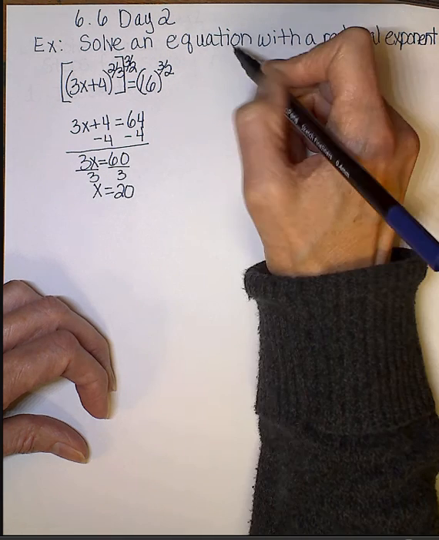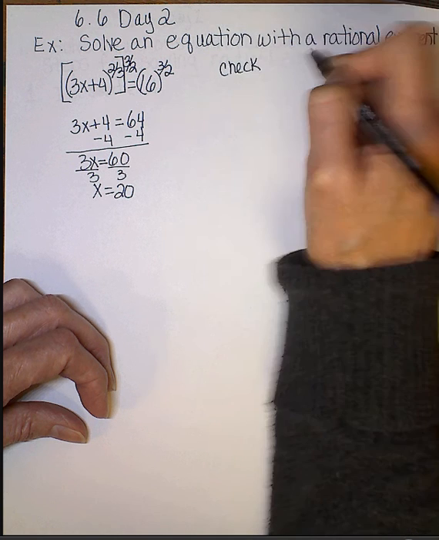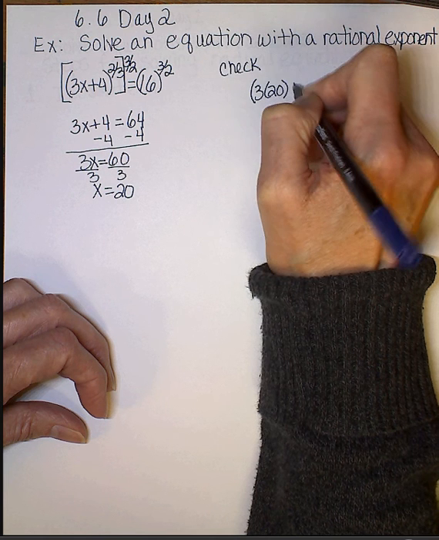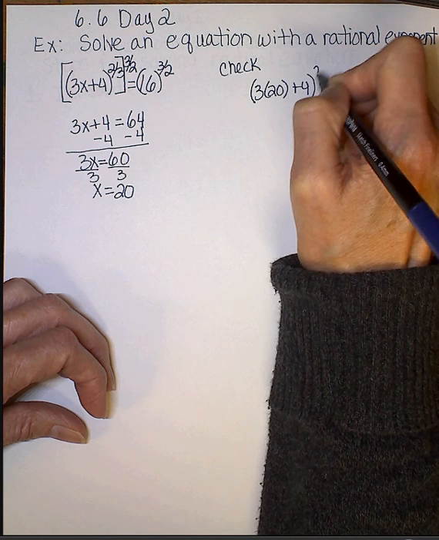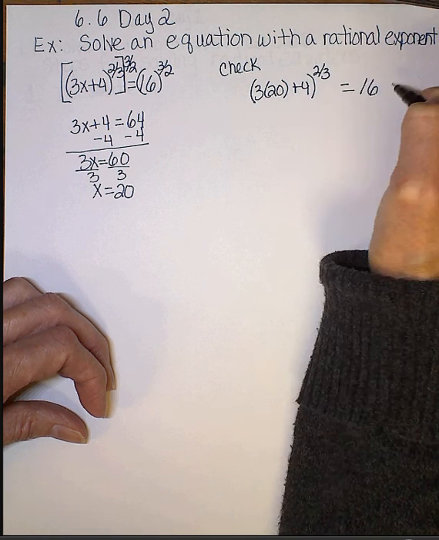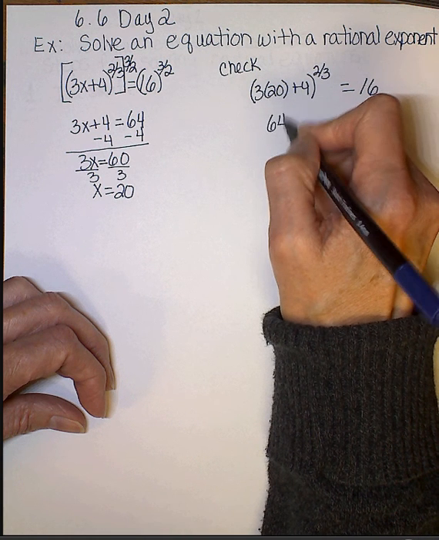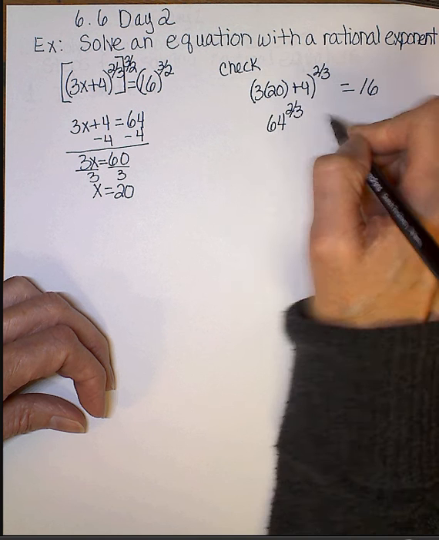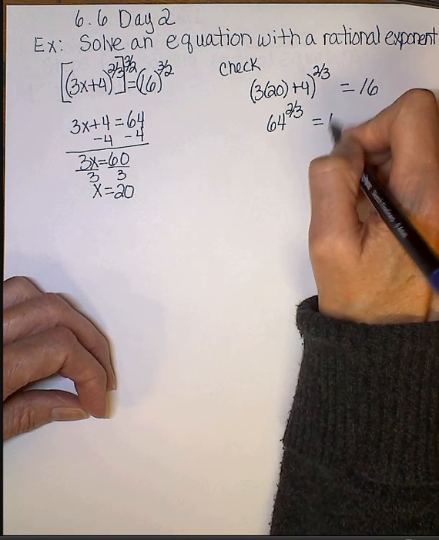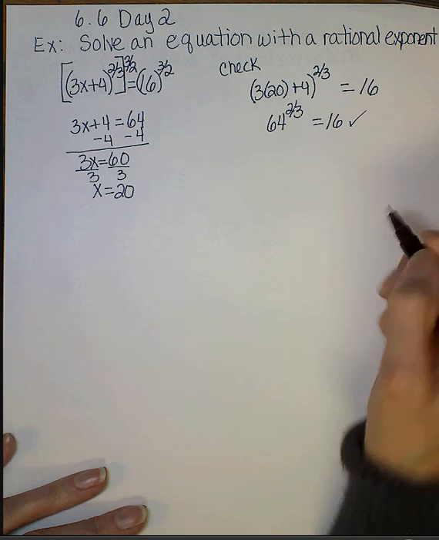We're going to check it again, and remember to check it in the original equation. So I would have 3 times 20 plus 4, and that was all raised to the 2/3 power. And we want to know, does that equal 16? So 3 times 20 is 60 plus 4, 64 to the 2/3 power. I can either again do it in my head or on a calculator, and it does equal 16. Okay, so that wasn't bad.